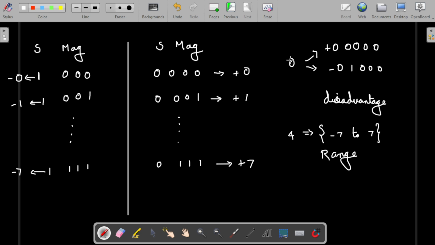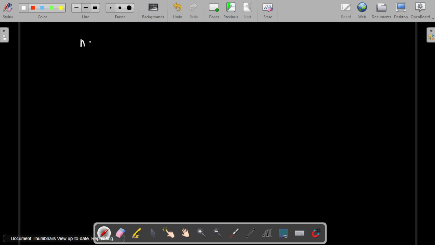Because of this disadvantage, they removed the system. This is not used. Another disadvantage is, for example, if n is equal to 4 bits, positive 7 can be represented as 0, 1, 1. Minus 7 can be represented as 1, 1, 1.